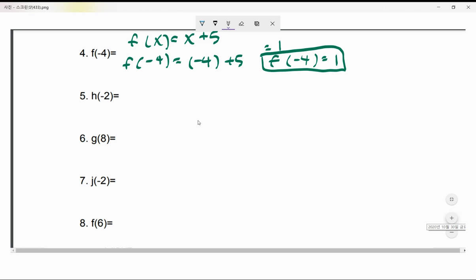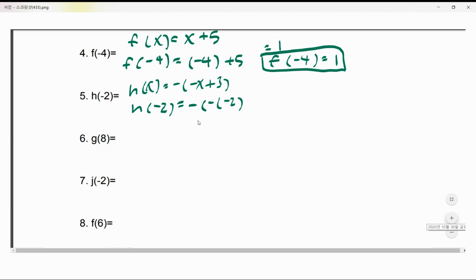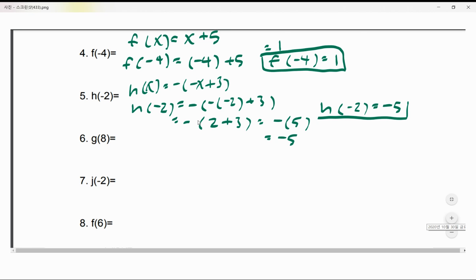h function. h(x) is negative x plus 3. h(-2) is what we're given. So negative negative 2 plus 3. And when you have two negatives together, it's going to result in a positive, right? So it's just 2 plus 3. That's 5. So the final answer is 5. So h(-2) equals 5. Okay?